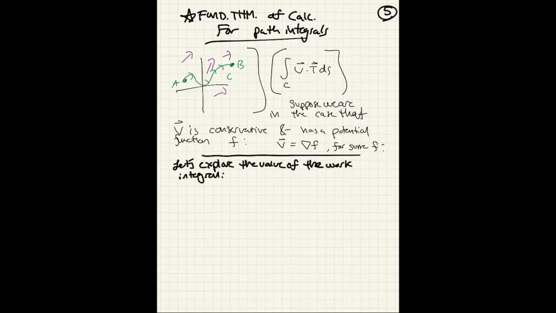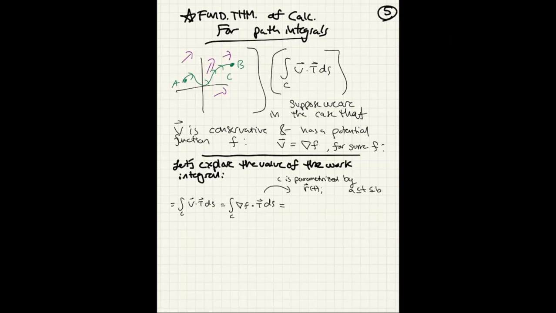The value of the work integral is an integral over C of v dot t ds. Now if I know that v is a gradient vector field, I can replace v with a gradient. So this is an integral of the gradient of f dotted with my unit tangent vector ds. Now I'm going to unpack this. Say C is parameterized by some r of t, where t is from A to B.